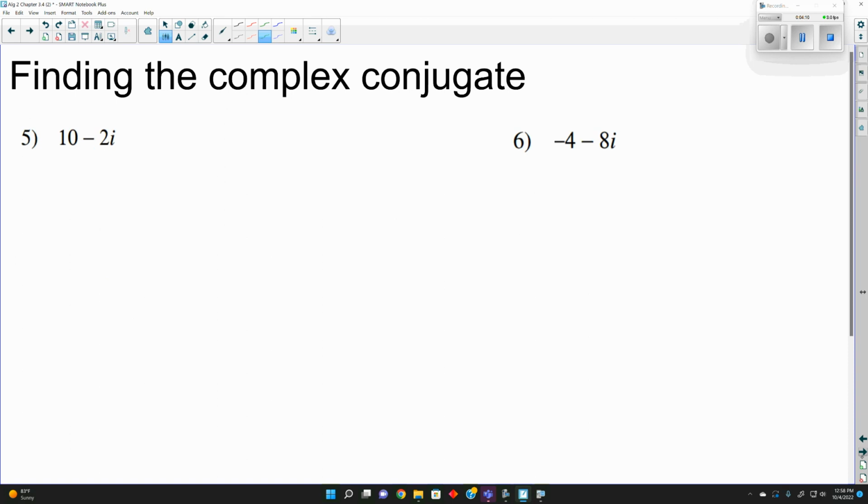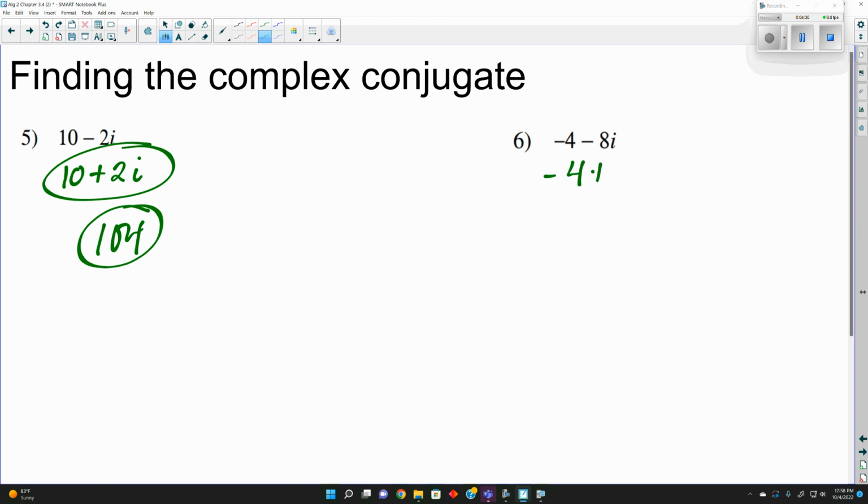10 minus 2i's conjugate would be 10 plus 2i, which product would be 104. And the last one, negative 4 plus 8i, and I believe the product is going to be 100.